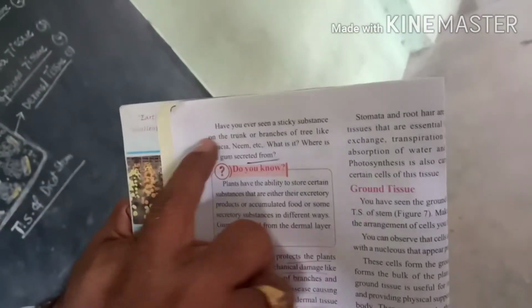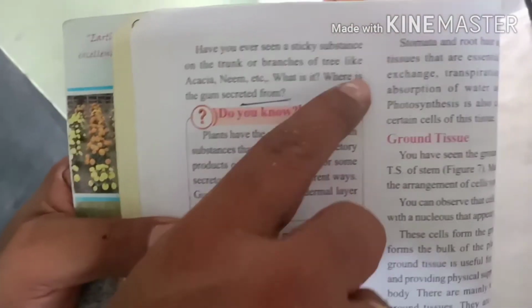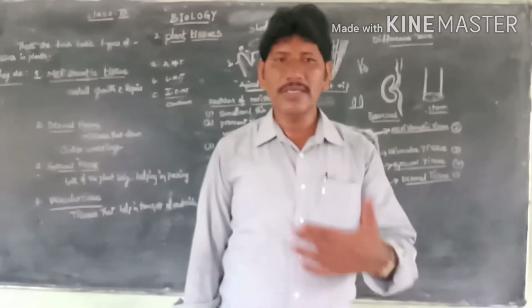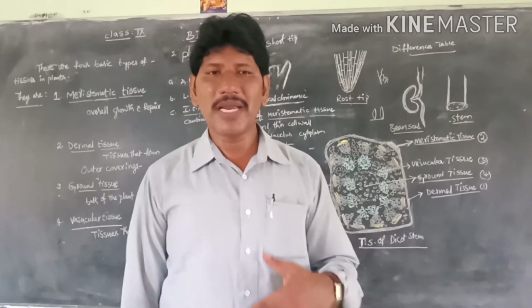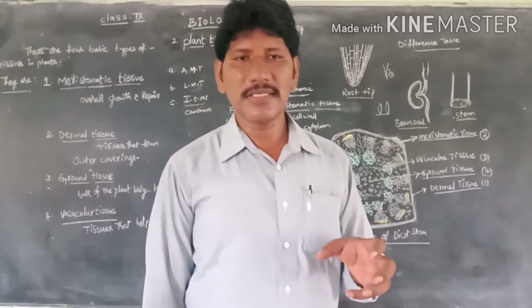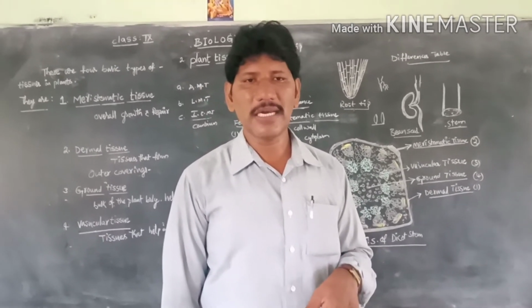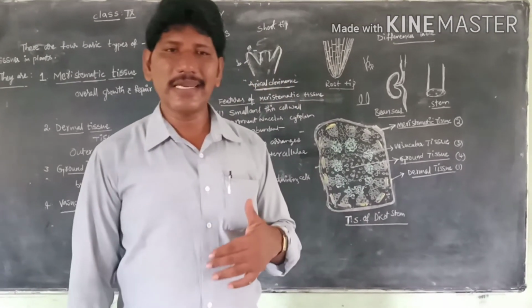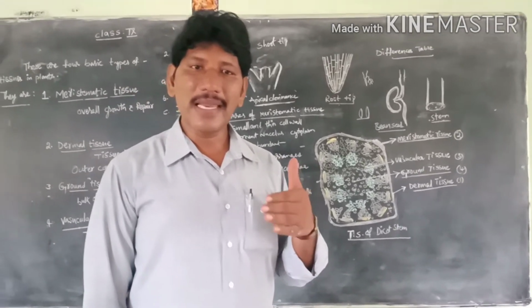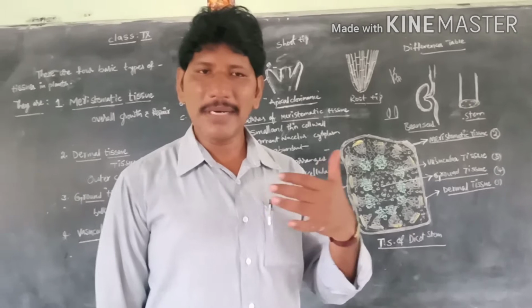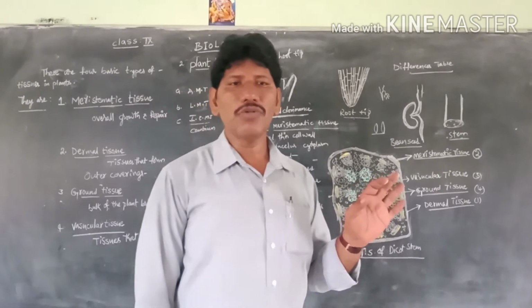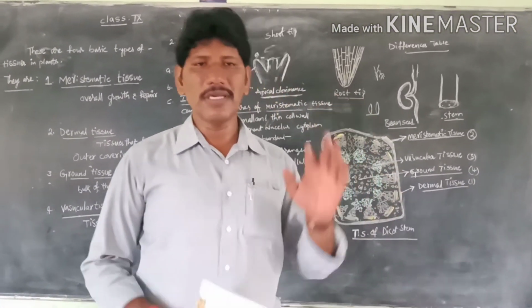So in big plants, coming to the next page, have you ever seen a sticky substance on the trunk or branches of trees like acacia and neem? What is it? It is called gum. Some plants, especially neem and acacia, secrete a gum-like substance called secondary metabolites. Tannins, latex, gums are called secondary metabolites. Plants can manage waste materials in the form of secondary metabolites. We can understand this in the 10th class, the 4th chapter Excretion, how plants manage waste material, which we will learn in a detailed manner.